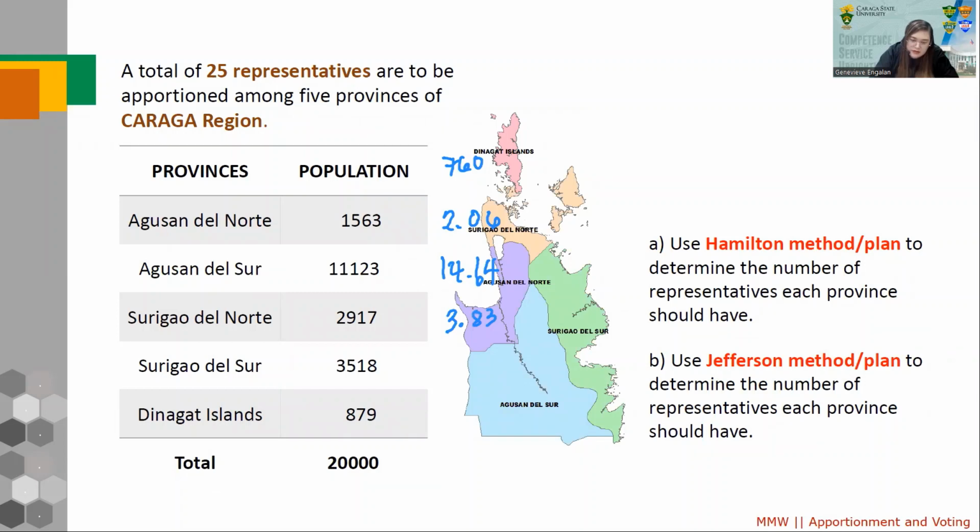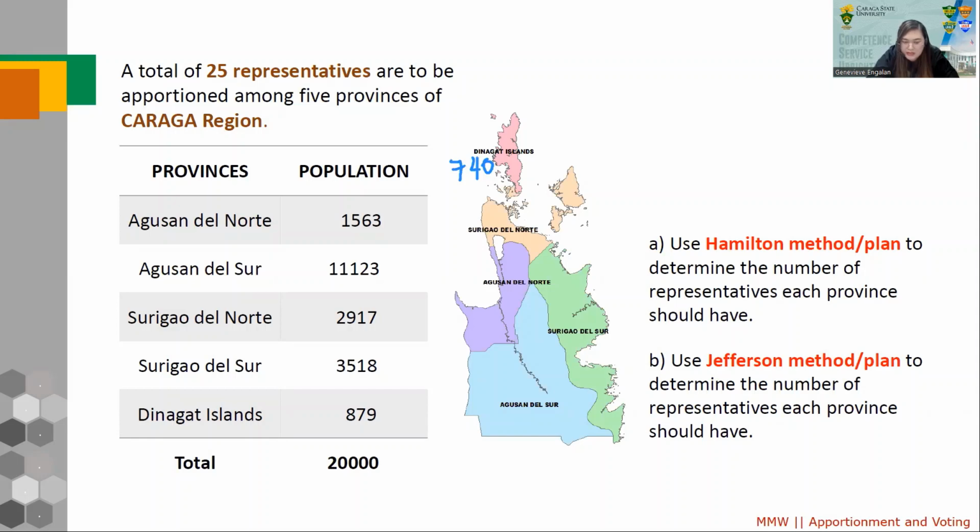4.63. And then, Dinagat Island, you have? 1.16. So you have 2, 14, 3, 4, 1. So 24 gihapon. Okay, gamihan pagid na pag 25. So 740. Sige daw, try na daw.